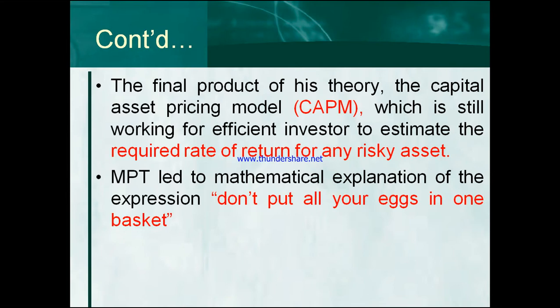The final product of his theory is the capital asset pricing model, CAPM: C refers to capital, A to asset, P to pricing, M to model, which is still working for efficient investors to estimate the required rate of return for any risky asset. The required rate of return means the minimum amount of return from the given investment. The market pricing theory leads to mathematical explanations of the expressions.